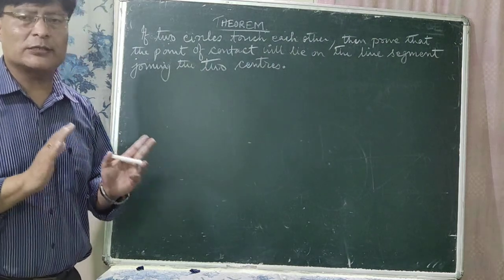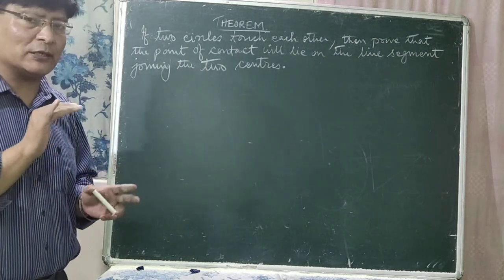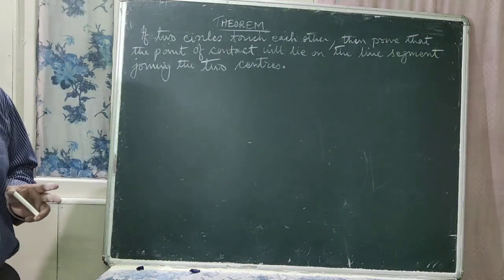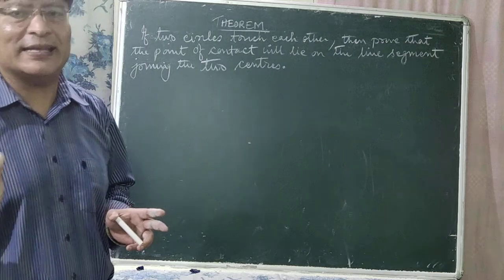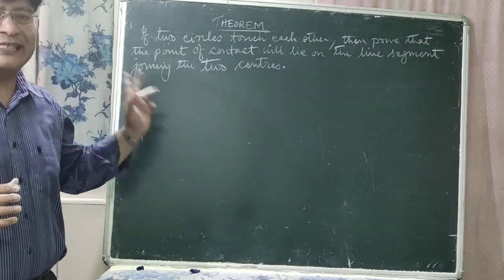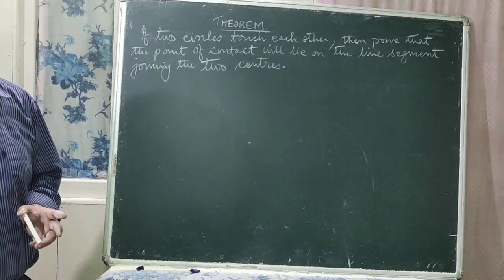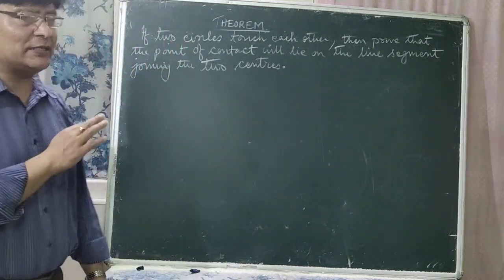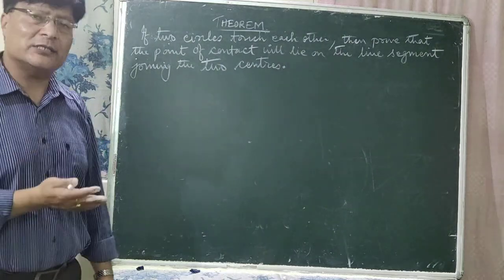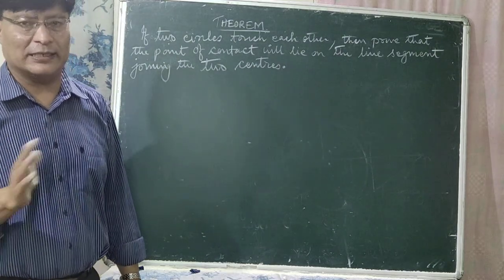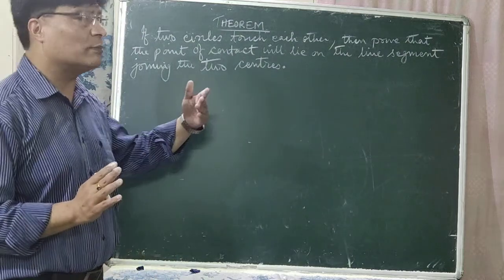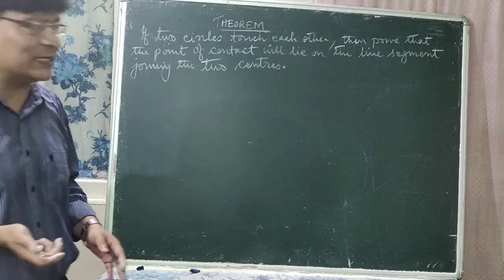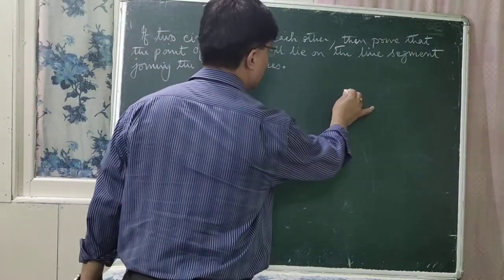If the two circles touch each other, then they will touch each other at a point that is known as the point of contact. You have to prove that that point of contact will lie on the line segment joining the centers of the two circles. Is that clear to all of you? It is not mentioned that they touch each other externally or internally. So we will draw both the figures. Suppose the circles touch each other externally as well as internally, right? So let us draw the two figures.